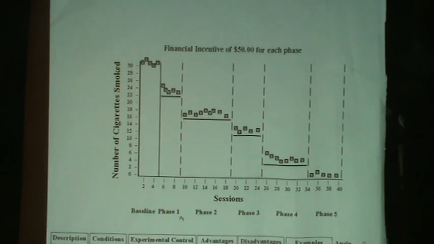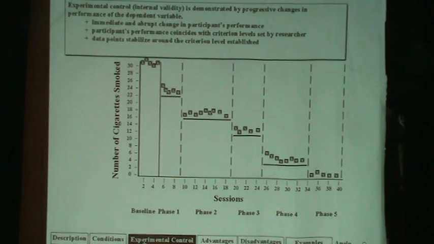So let's take a look at internal validity. Experimental control, or internal validity, is demonstrated by progressive changes in the performance of the dependent variable. In our case, the dependent variable was the amount of cigarettes smoked. And it is strengthened by immediate and abrupt change in the participant's performance. And in all phases, we did have an immediate and fairly abrupt change.